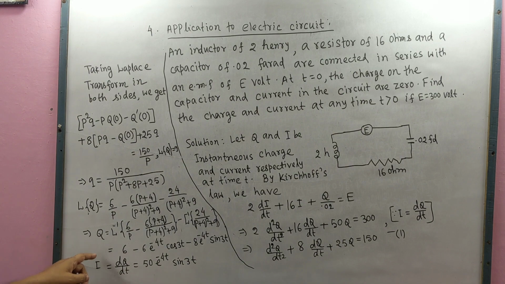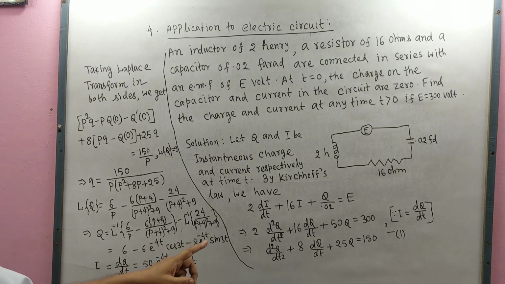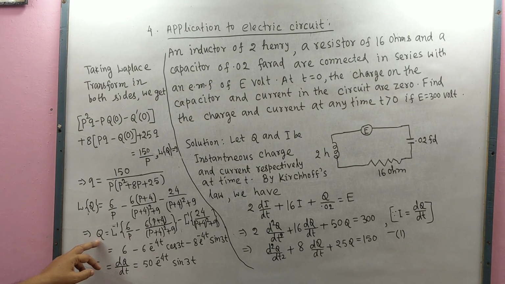Since I equal to dq by dt, now we differentiate this, we will get 50 e to the power minus 4t sin 3t. This is the required value of current, the instantaneous current, and Q is the instantaneous charge.